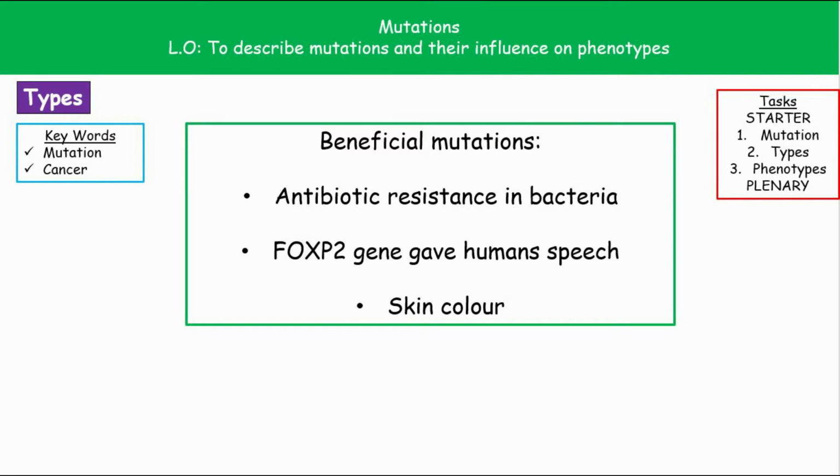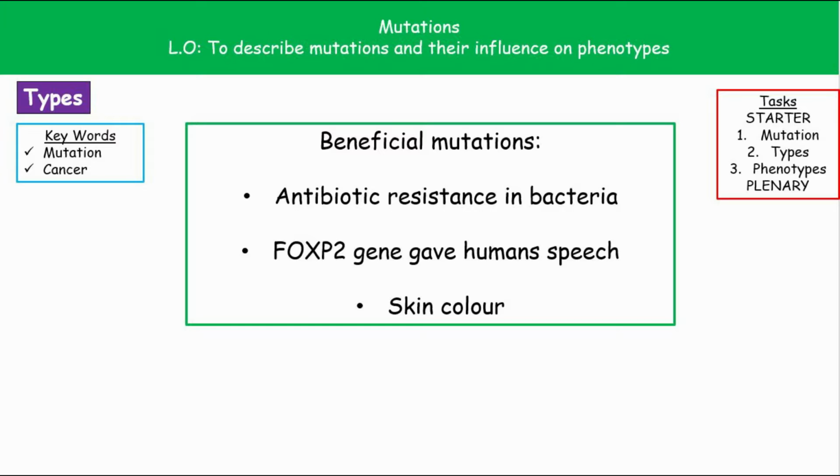The third type of mutation we've got are those that are beneficial. If we consider one example that's not in humans first of all, something that occurs in bacteria, we've got that mutation for antibiotic resistance. That means that bacteria now won't be killed by the antibiotics that we take to get rid of them. So it's beneficial to the bacteria, not so much for us. Second one is the FOXP2 gene, and this was a mutation that allowed us to be able to speak. If we hadn't had the mutation in the FOXP2 gene, we would not be speaking as we do today.